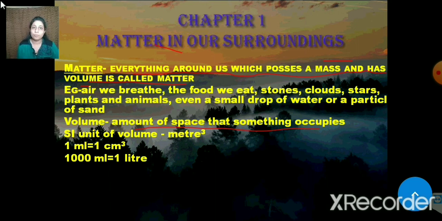Now, if we want to find out the volume of a sphere, then we have to apply the formula 4 by 3 pi r cube, where r is the radius of the sphere. Just like that, we can find out the volume of a cone and of a cube. But my dear students, can we find out the volume of an irregular object? If you know how we can find out the volume of an irregular object, then please let me know in the comment section.